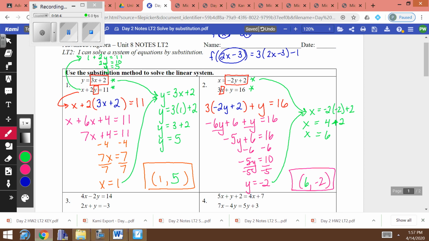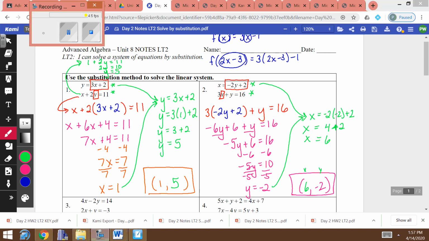If I substitute both of these back in, this is my x, this is my y right here. Negative 2 times negative 2 is 4, plus 2 gives me 6. It works in the first equation. Try it in the second equation. 3 times 6 is 18. 18 plus negative 2 does give me 16. We know that it is a solution to both of them, so we know we have our answer.